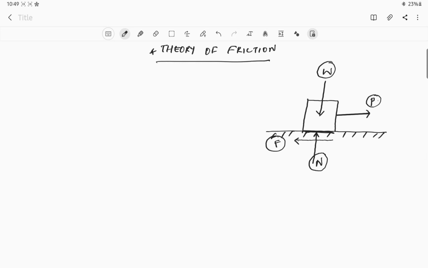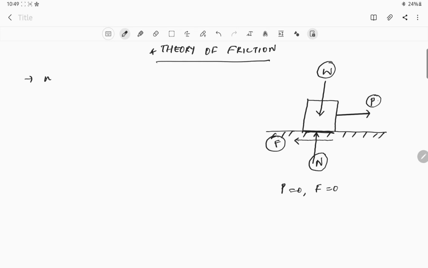So what we have to see here is what happens if P increases. Suppose P is equal to 0, if the horizontal force applied is 0, then what happens? My frictional force will also be 0, isn't it? When the external force is 0, the frictional force will be 0.